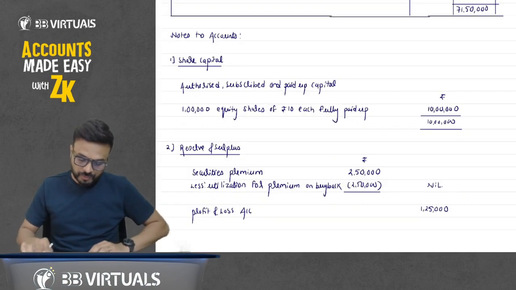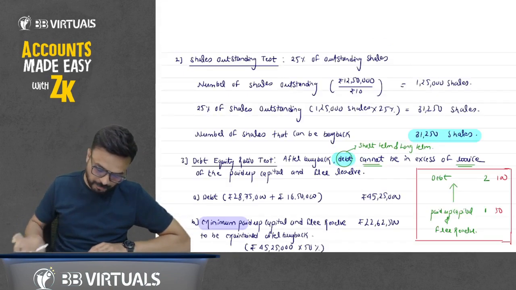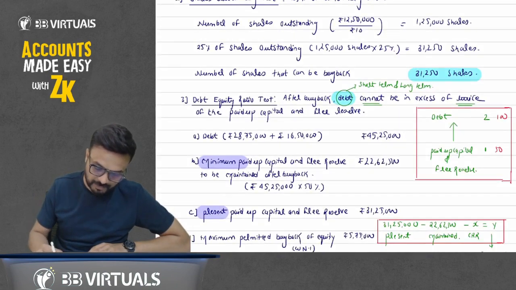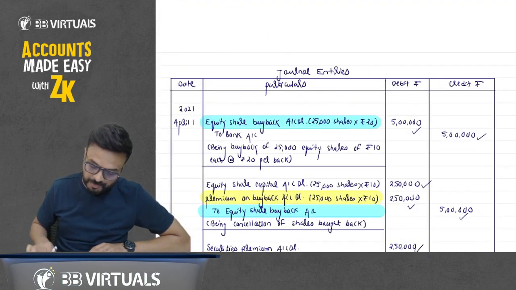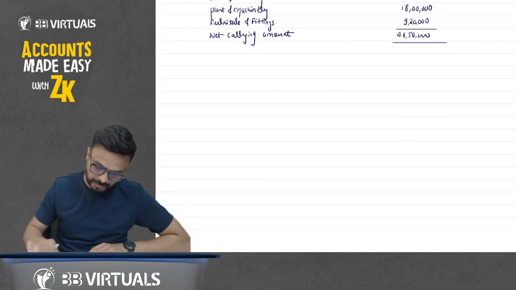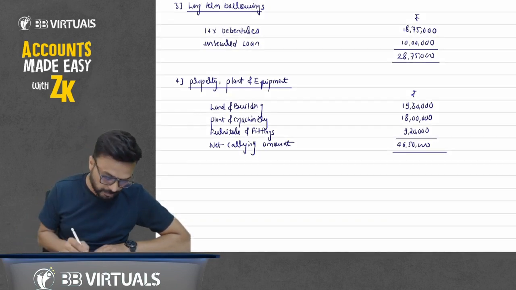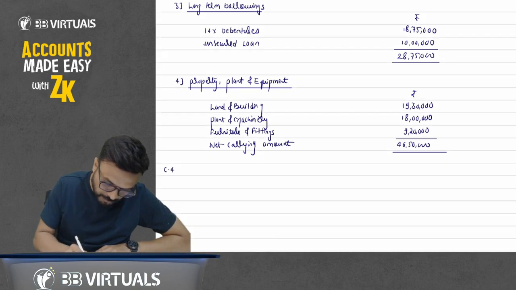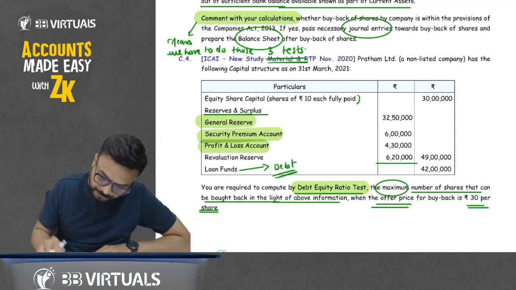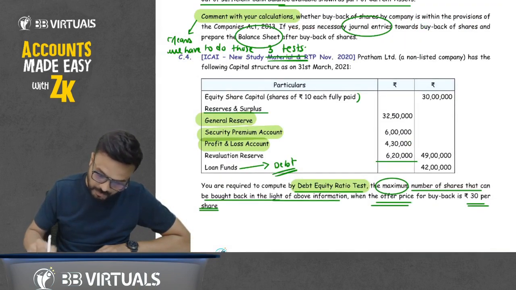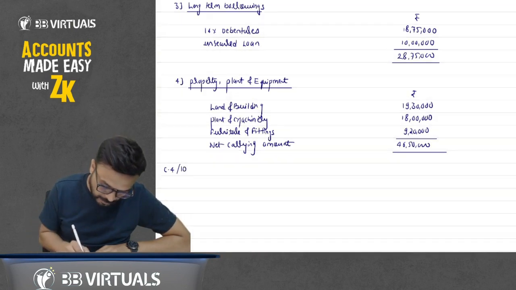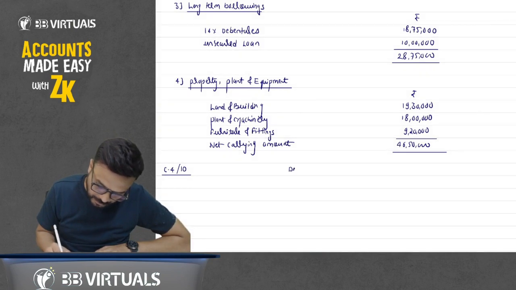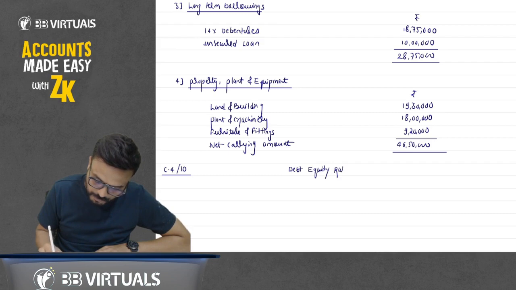Now, here, third point, we have to do it once again, this third test only. Write down here: question number 4, page number 10. You can give the heading there: debt equity ratio test.